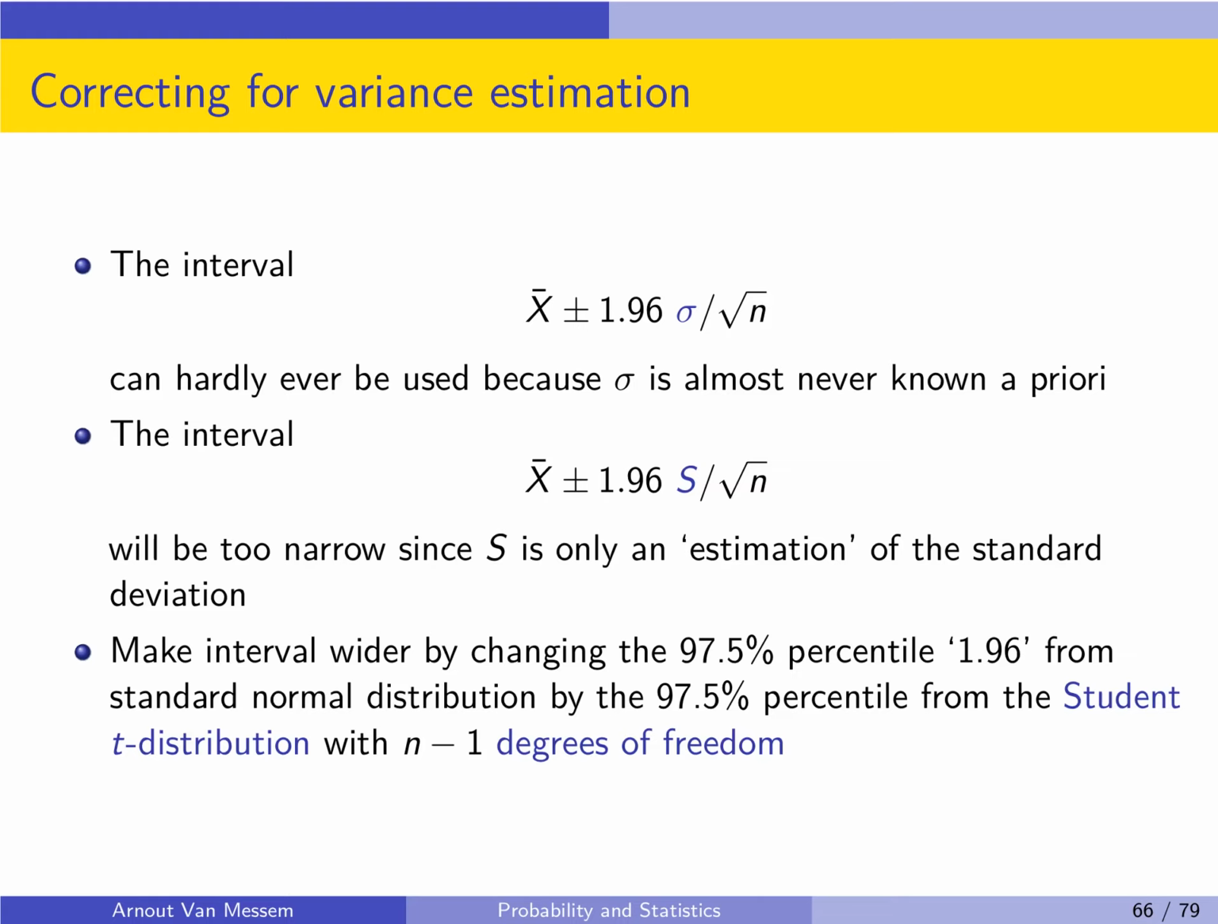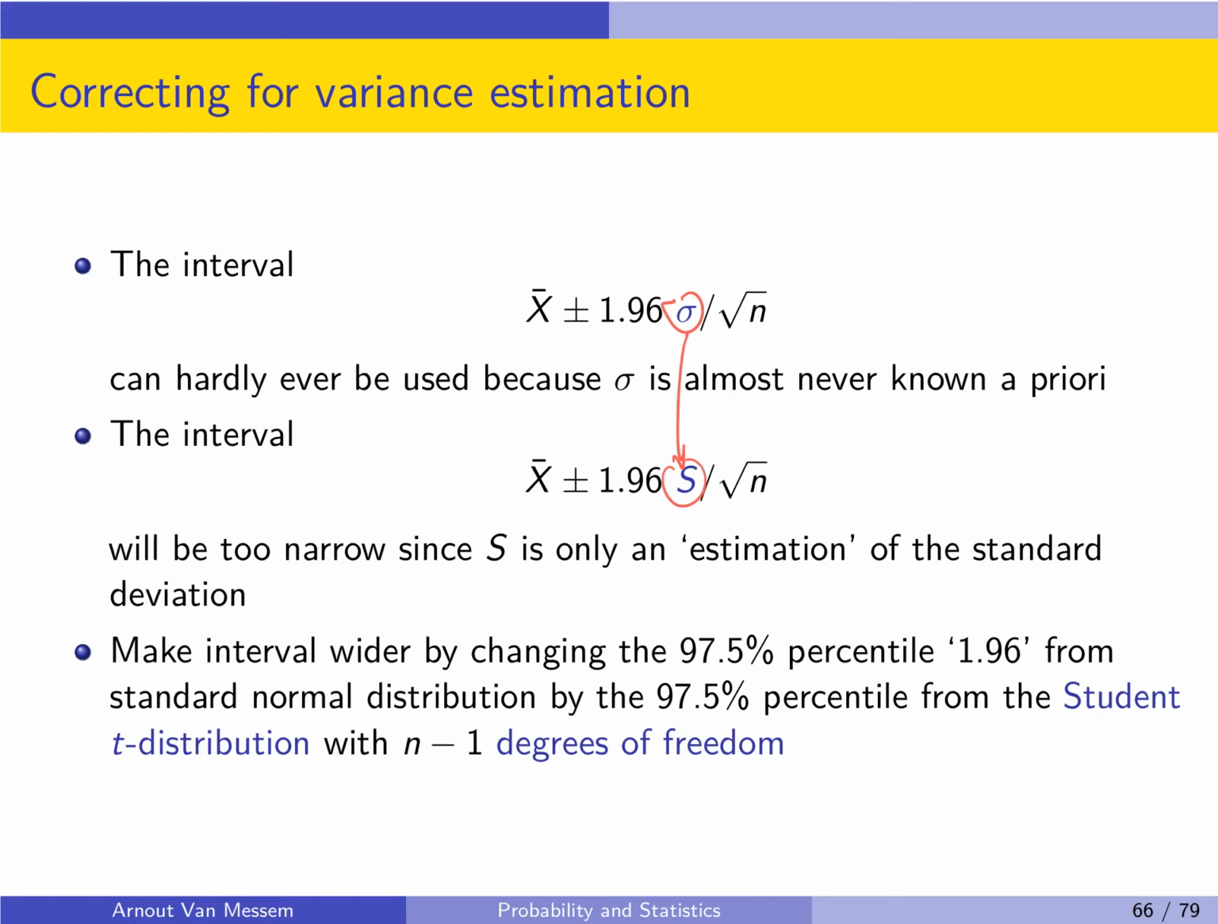However, in practice, this interval can hardly ever be used. Why? Because we don't know sigma. We have assumed that we know sigma, but in reality, sigma is most often unknown and we have to estimate it. So we estimate it by the sample standard deviation S, but by using an estimate instead of an exact value, we introduce more uncertainty within this interval.